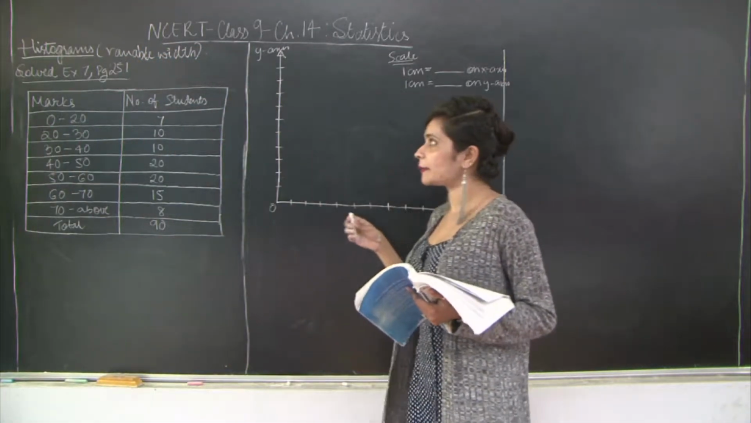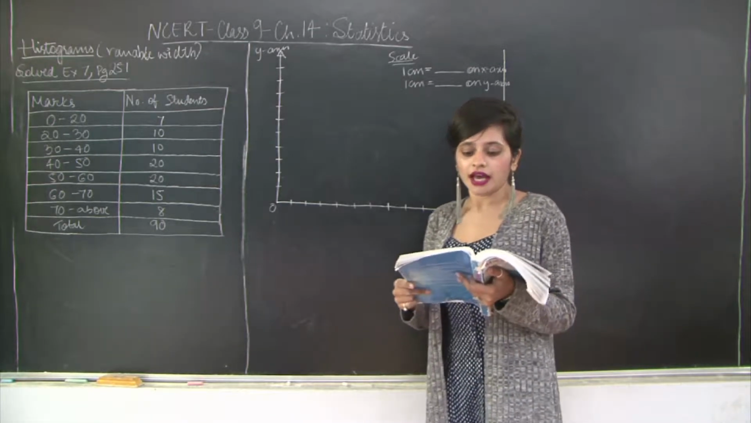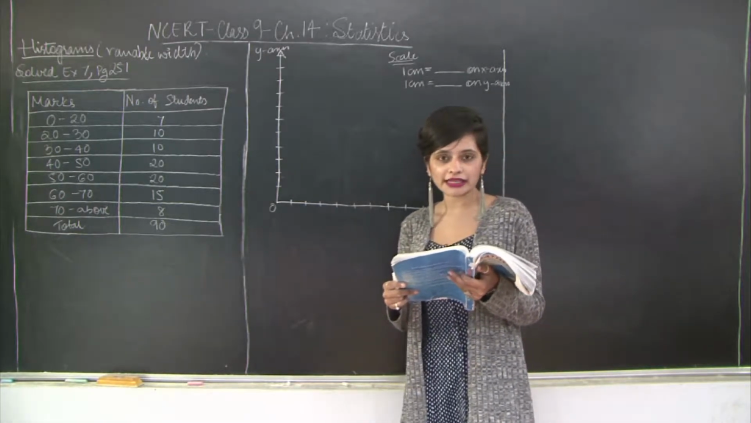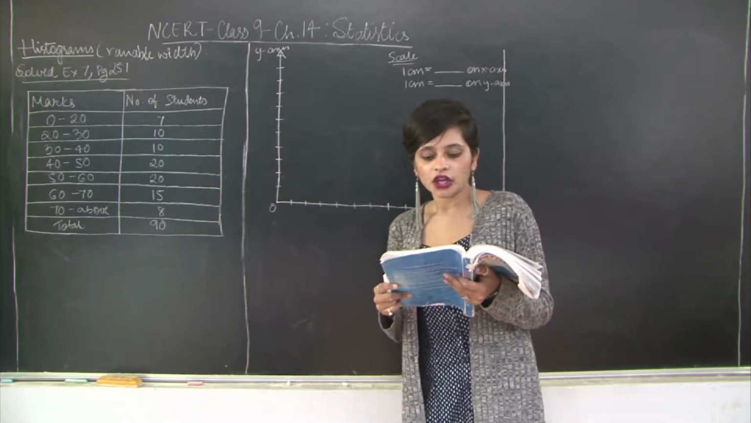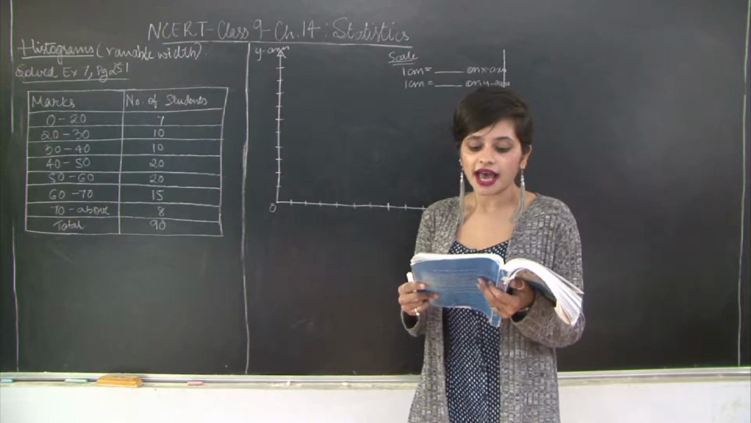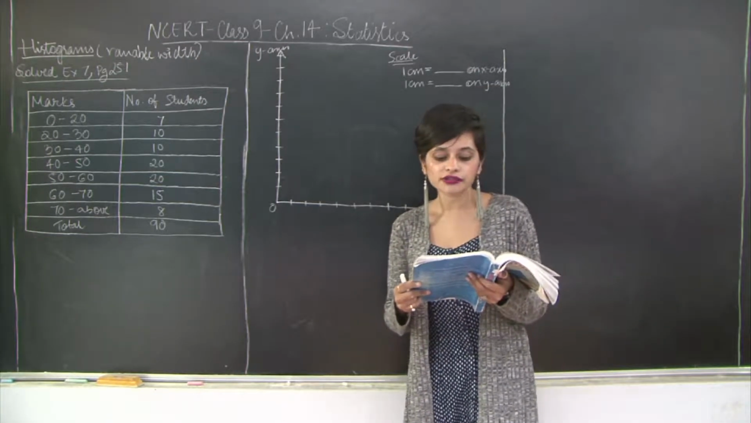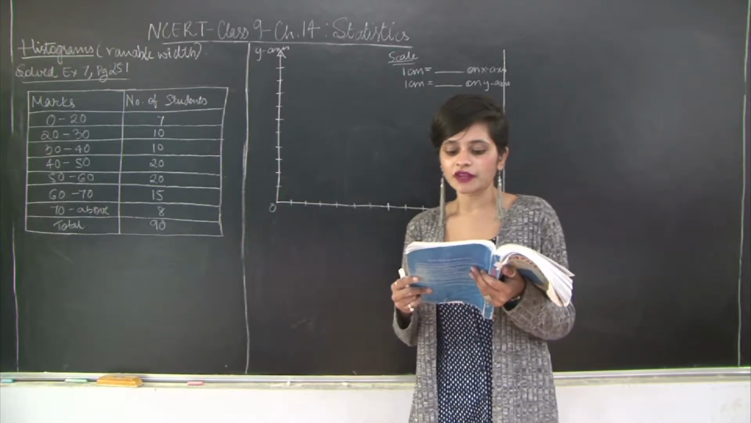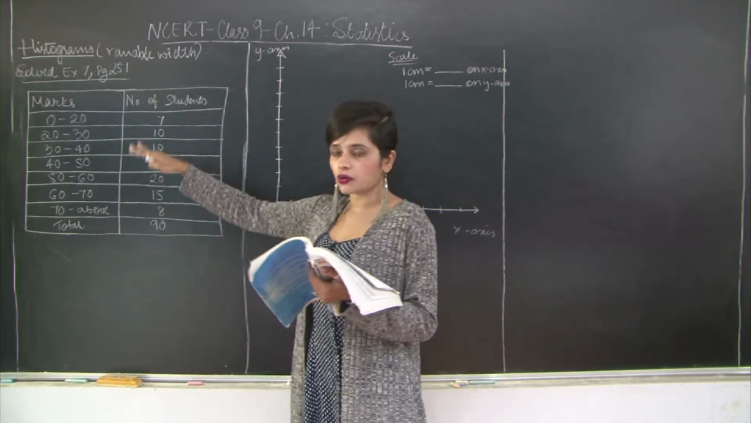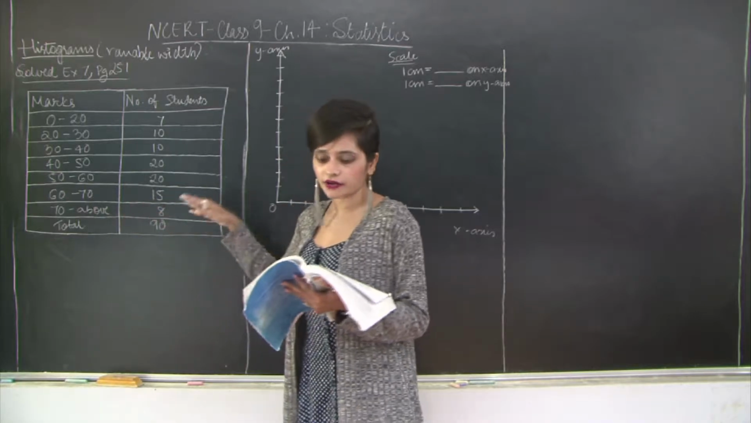So this is solved example number 7 on page 251 of your textbooks. I will read it out to you. A teacher wanted to analyze the performance of two sections of students in mathematics tests of 100 marks. Looking at the performances, she found that few students got under 20 marks and few got 70 marks or above. So she decided to group them into intervals of varying sizes as follows: 0 to 20, 20 to 30, 30 to 40 and so on up till 60 to 70 and 70 to 100.